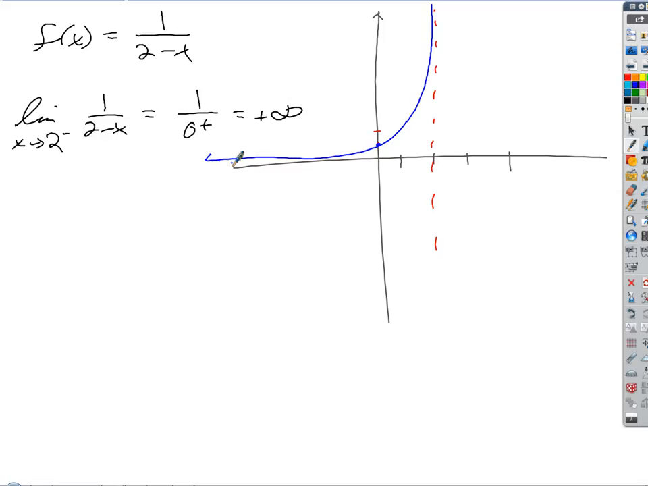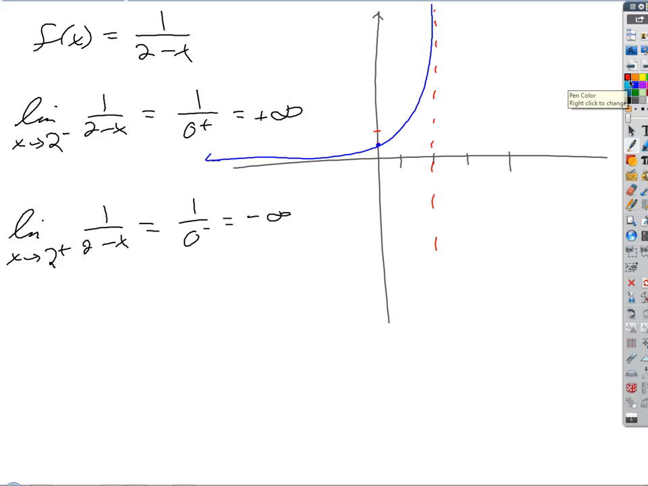Okay, what about the other side then? Let's see what we got on the other side. Let's take the limit of f of x as x approaches 2 plus. What's that give us? 1 over negative 0, or 0 minus, right? And so that's gonna be what, negative infinity?